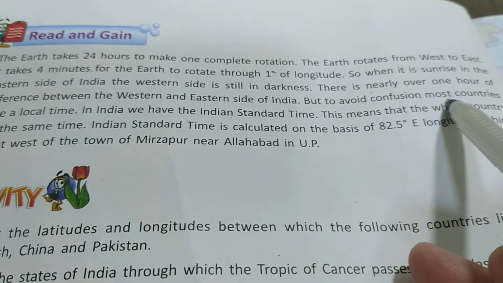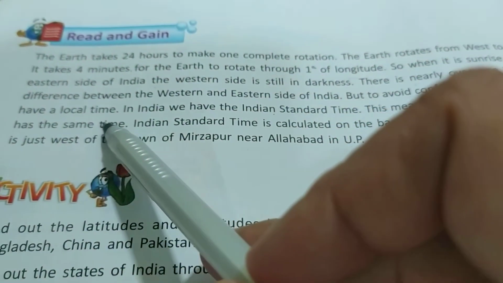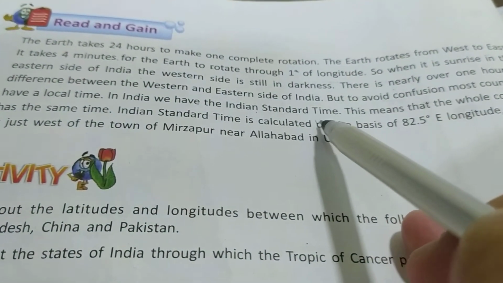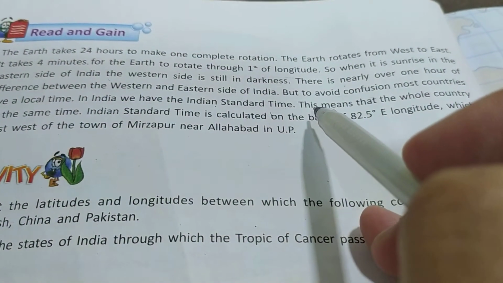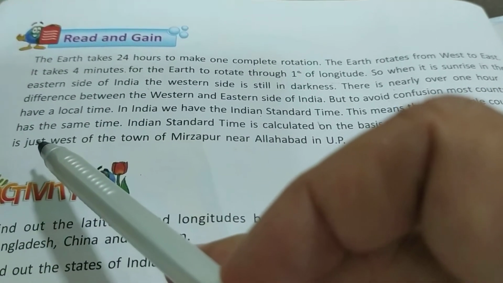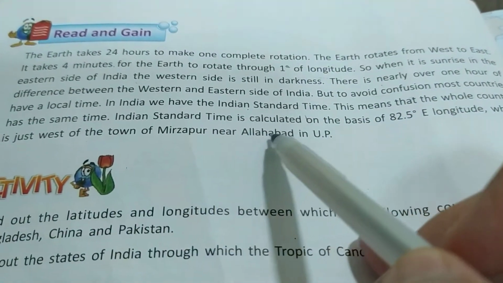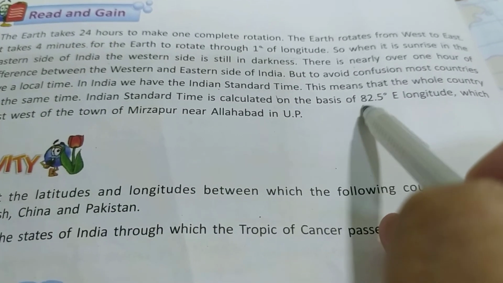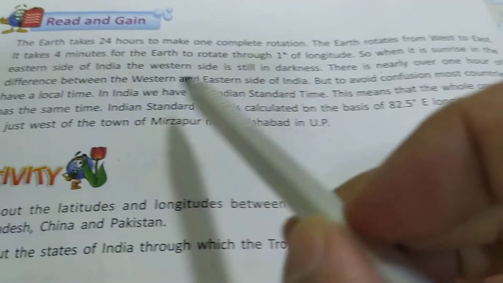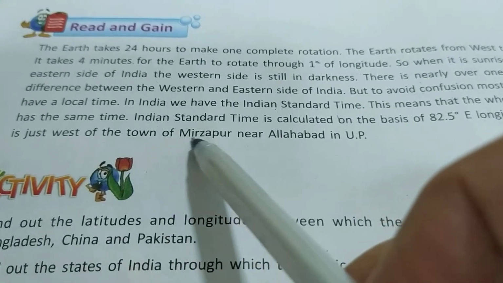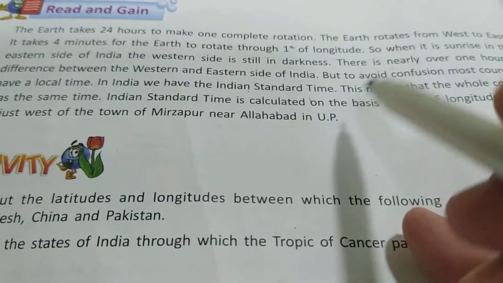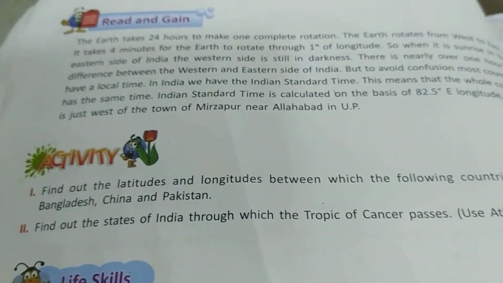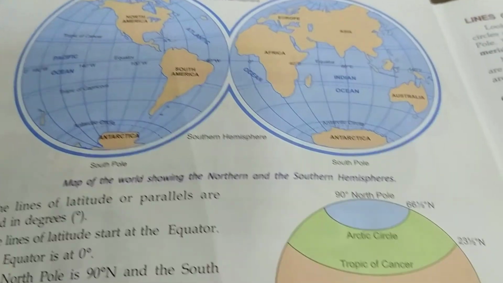But to avoid confusion, most countries have a single standard time. In India, we have the Indian Standard Meridian, which passes through Allahabad. This means that the whole country has the same time. Indian Standard Time is calculated on the basis of 82.5 degree east longitude, which passes through the town of Mirzapur near Allahabad in UP, which is taken as the standard meridian according to which times are calculated. In the next class, you will know how to calculate the time.